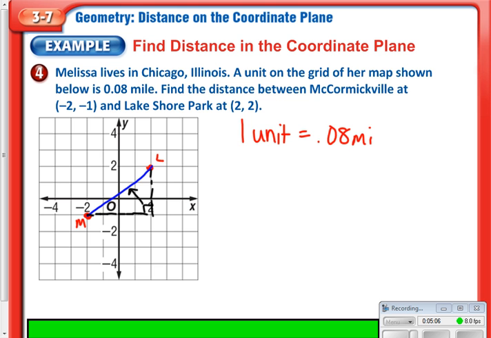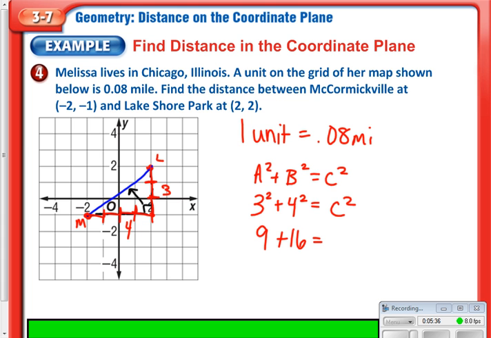So we need to figure out how many units we moved. Well, I'm going to start at McCormickville here. We moved 1, 2, 3, 4 units. From the right angle, we moved up 1, 2, 3 units. So again, use our equation a squared plus b squared equals c squared. Opposite right angle is side C, which is the unknown, so c squared. In for a and b, our legs are interchangeable, so I'll put in 3 squared plus 4 squared. We have 9 plus 16 equals c squared. 9 plus 16 is 25, which equals c squared.